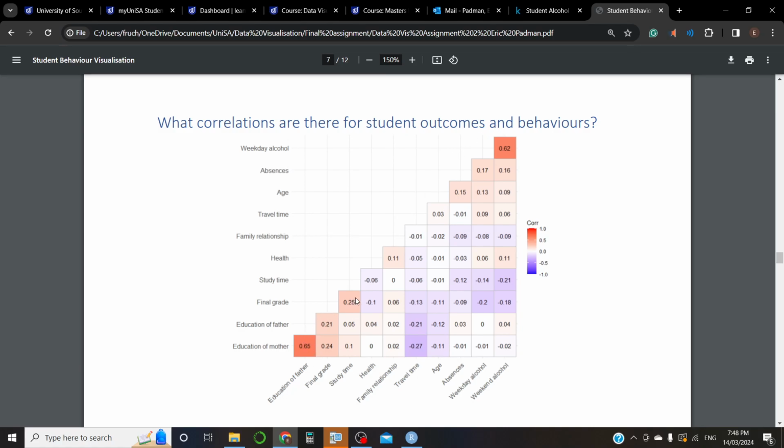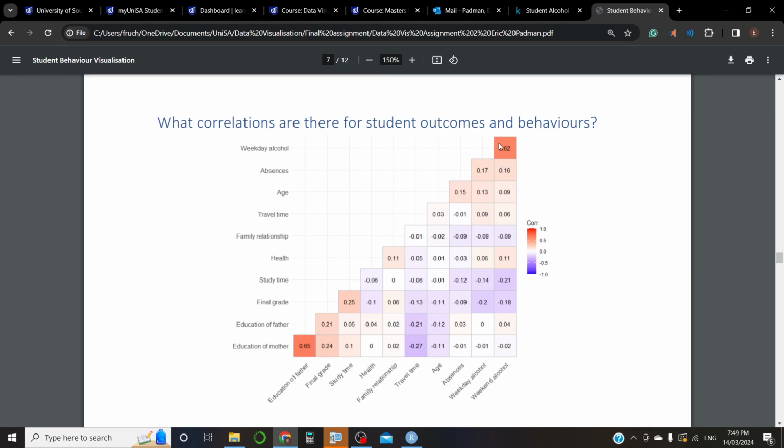The main one we're interested in is the final grade. If you look at that, the correlations are actually quite low. These are not particularly important. Study time is the only one that really features. Now, if you look at some of the higher ones, there's a really good correlation between mum and dad having similar education levels. Okay, we can accept that.